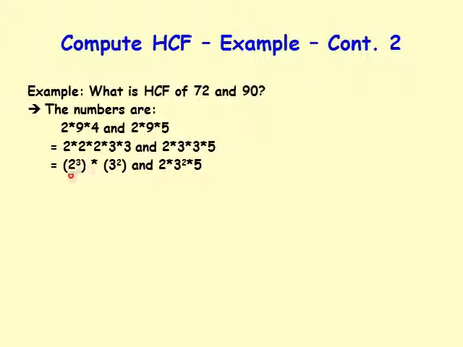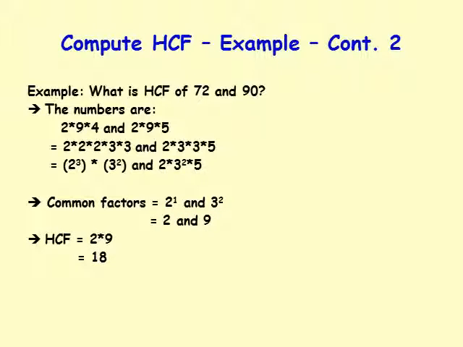In the first number, 2 appears 3 times and 3 appears twice. In the second number, 2 appears once, 3 appears twice, and 5 appears once. 3 appears twice in both numbers, so that is one of the common factors. 2 appears once in one and 3 times in the other, so 2 is another common factor. The common factor is 2 to the power 1 times 3 to the power 2, which is 2 times 9, and the HCF is 18. We already knew that, but now we have used the prime factors.